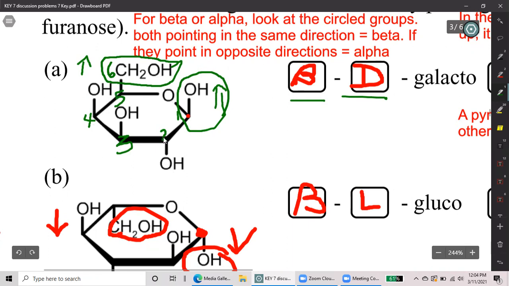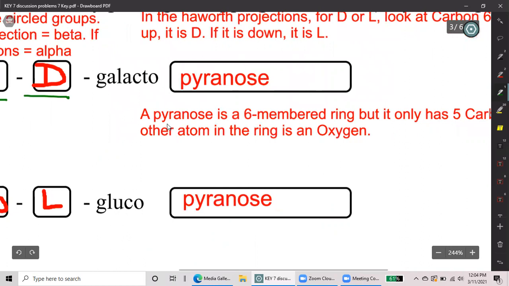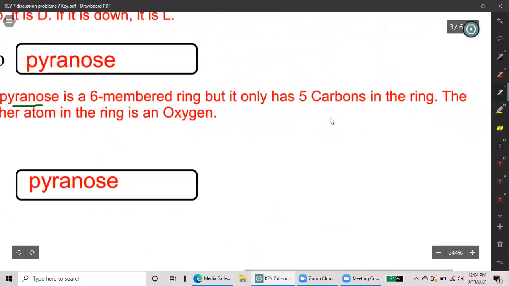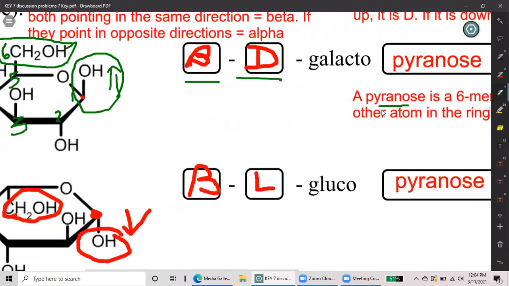6 members. 5 of these are carbon, and 1 is an oxygen. So that qualifies for the definition of a pyranose. Okay, a pyranose is a 6-membered ring, but it only has 5 carbons in the ring, and the other atom in the ring is an oxygen.